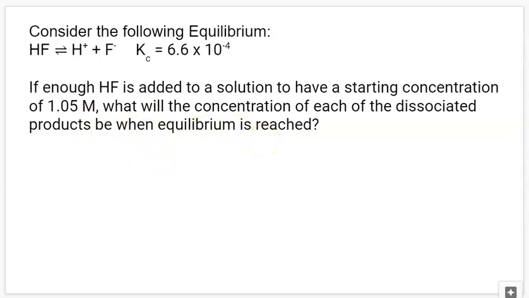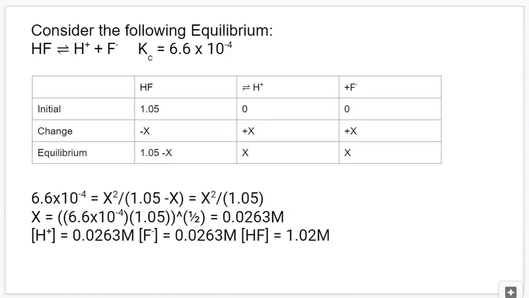So pretty similar to the last problem. Let's set up an ICE table. So we have hydrogen fluoride in equilibrium with hydrogen ions and fluoride ions. We start with our concentration of 1.05 molar for the HF. We're going to start with nothing on the product side. And since this one is also all 1-to-1 ratio, we're going to lose 1x here, we're going to gain x here, and we're going to gain x here. And our equilibrium concentrations are going to be 1.05 minus x molar, and then x molar for both hydrogen ions and fluoride ions. And much like before, I'm going to set up an equilibrium expression using my equilibrium constant.